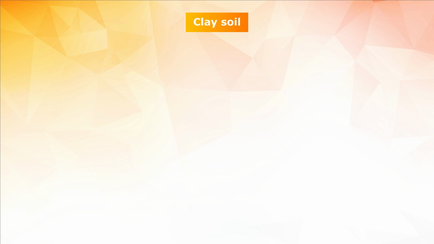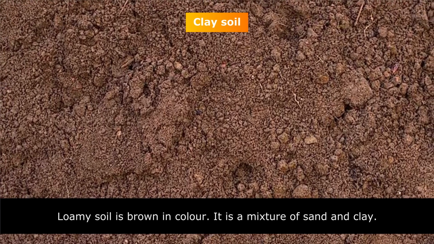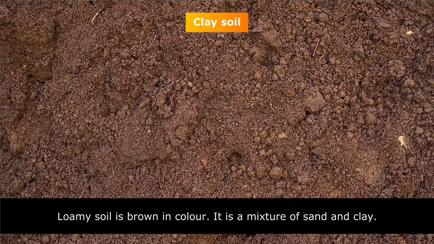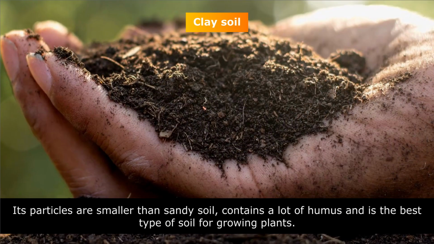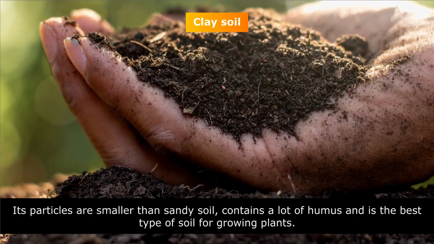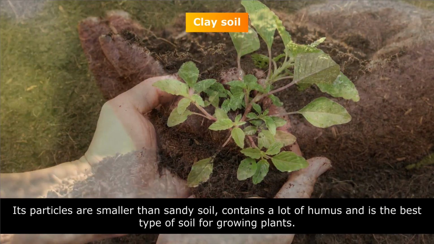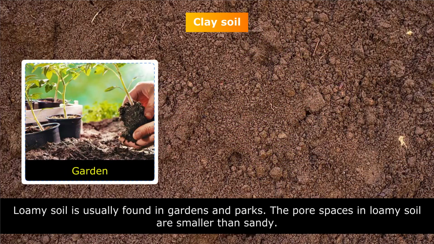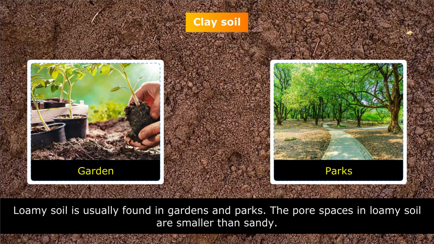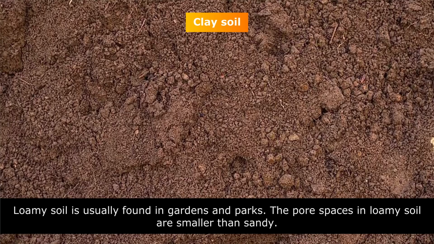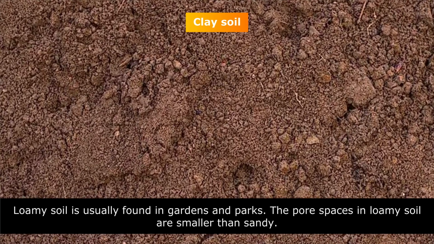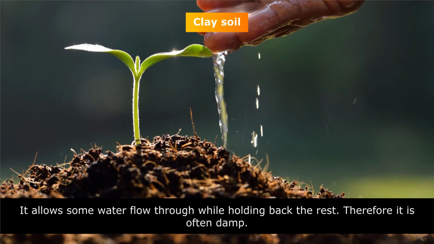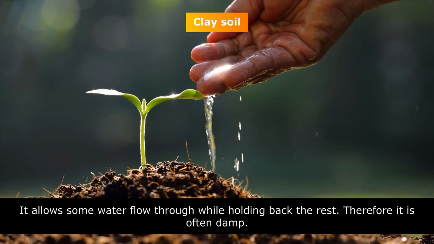Loamy soil. Loamy soil is brown in color. It is a mixture of sand and clay. Its particles are smaller than sandy soil, contains a lot of humus and is the best type of soil for growing plants. Loamy soil is usually found in gardens and parks. The pore spaces in loamy soil are smaller than sandy. It allows some water flow through while holding back the rest. Therefore, it is often damp.